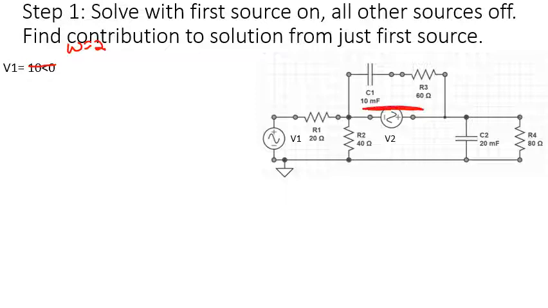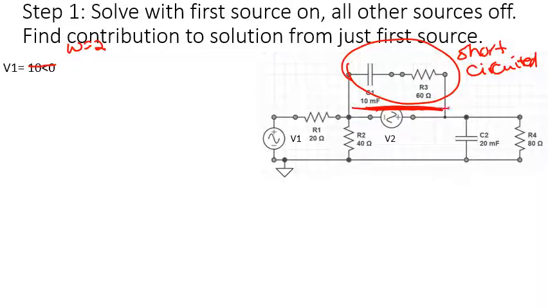To turn a voltage source off, that becomes a short circuit, so make it just a wire. That means that C1 and R3 are also short circuited. They now can have no voltage drop across them since there's a wire going where they go, which means they have no current through them. So they don't really play a role in my circuit at all.